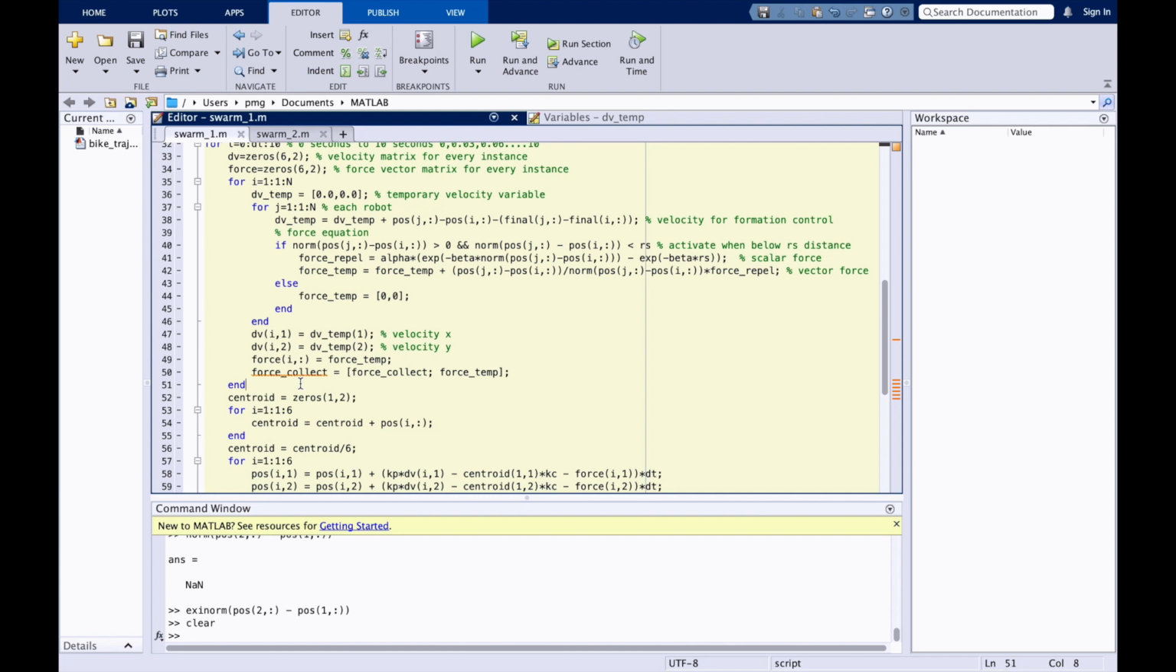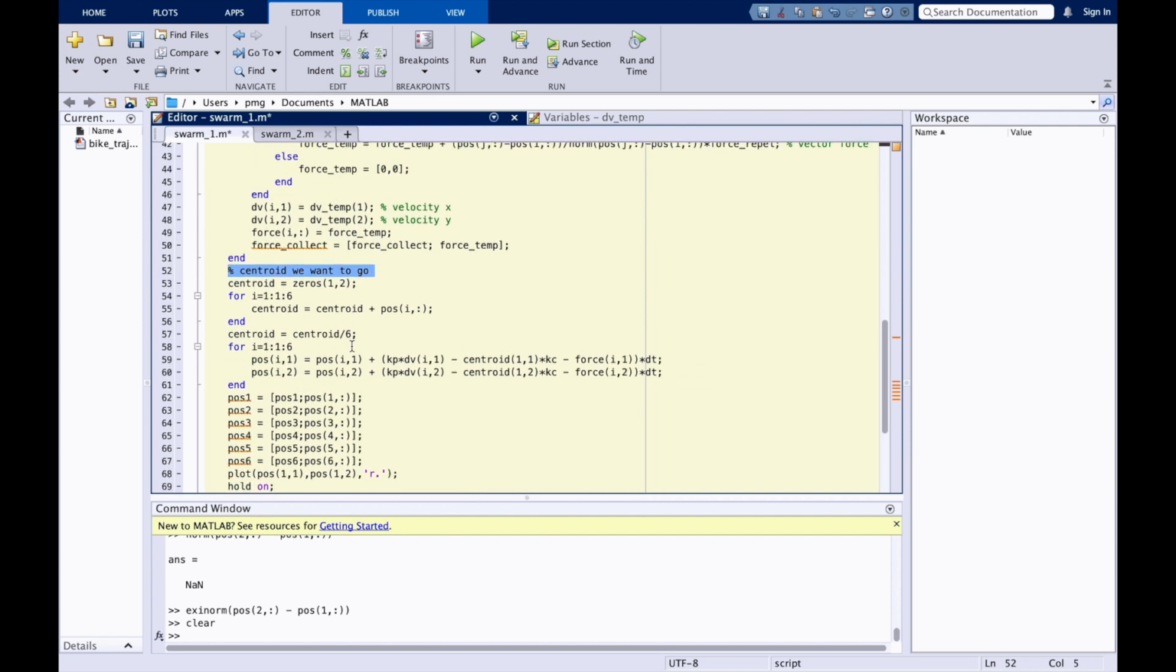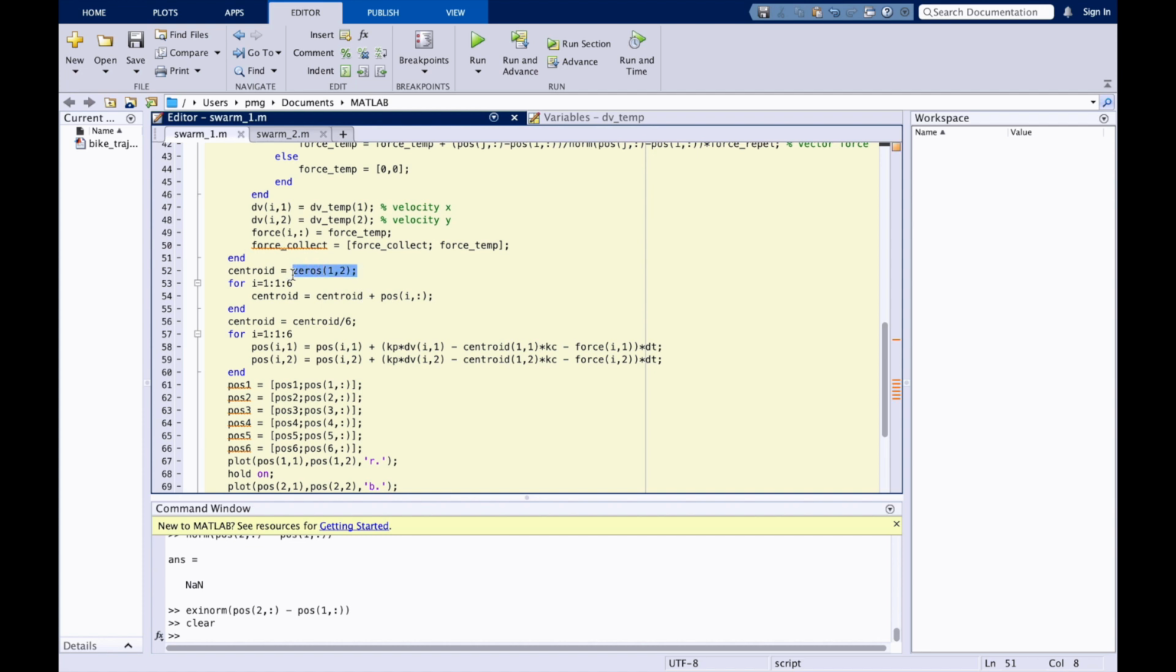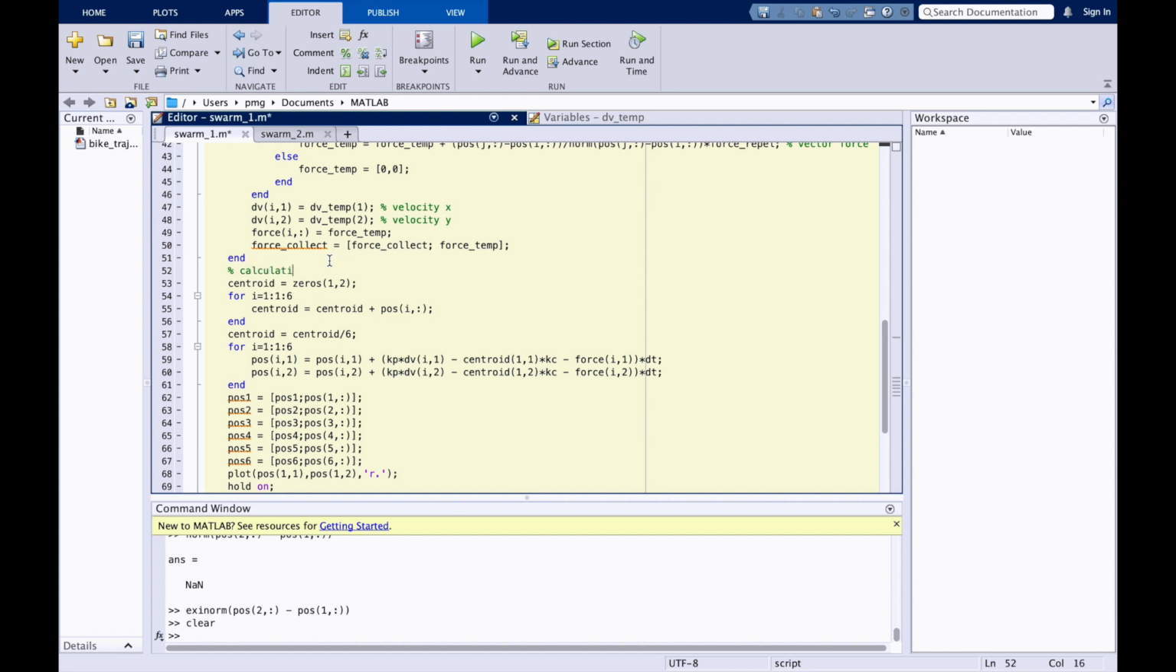Now the centroid that we want to get to is, no, wait a second. Sorry, yeah, this is just the initialization of a matrix. I've assigned it to be a 1 by 2 matrix of zeros. Then I say go and find the centroid of the formation. For that you just sum over the positions and then divide by 6. This is the calculation of the centroid. Now this is the important bit. This is where we're calculating the velocity of our robots, and the next position of the robot. The next position is the current position in x plus velocity in x into our formation gain minus the centroid.